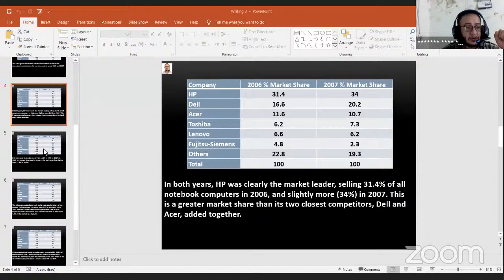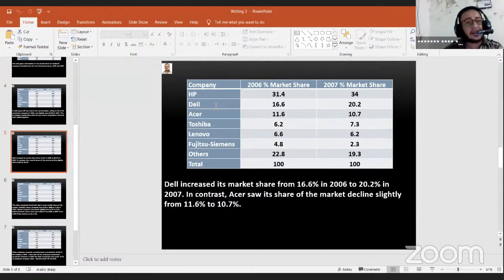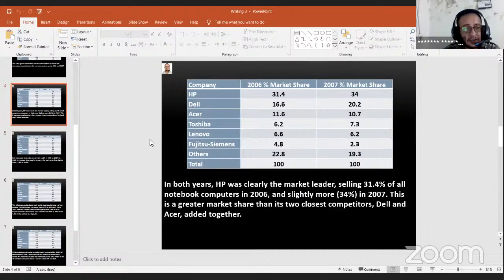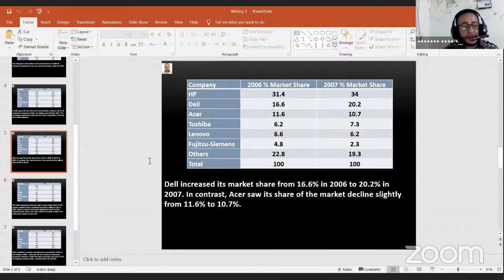Okay. We move to the second step. Each step you write is a paragraph. You move to the other step, which is the other paragraph. Now we start explaining about Dell and Acer because we have mentioned them here as competitors. So we need to explain about them as competitors too. Here, Dell increased its market share from 16.6% in 2006 to 20.2% in 2007. Look at it. Dell increased its market share from 16.6% in 2006 to 20.2% in 2007. We finished talking about Dell.